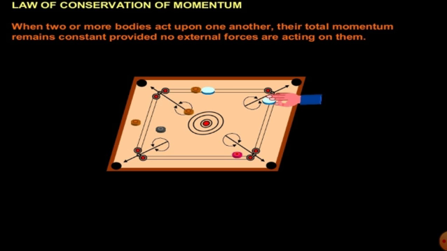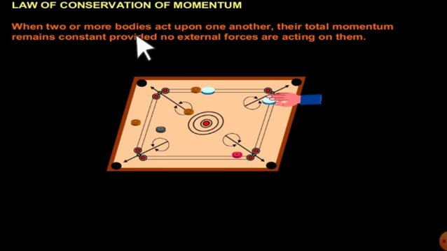Now let's see the law of conservation of momentum. You know, momentum means the total amount of motion present in a moving object, right? And it is measured by the product of the mass and its velocity, right? It is a vector quantity, right? Yes. Let's try to give the statement of this conservation of momentum.